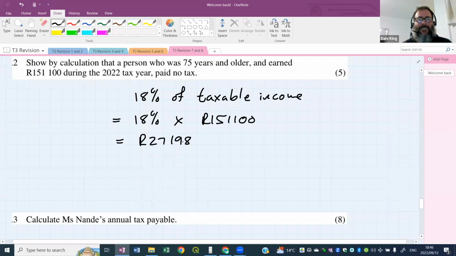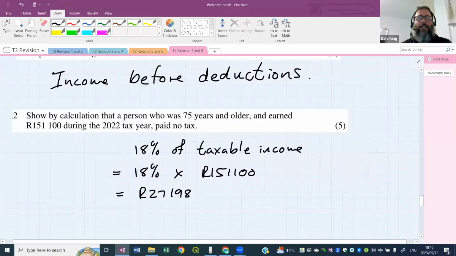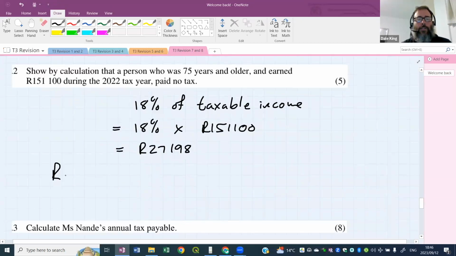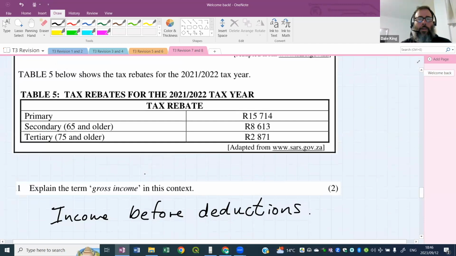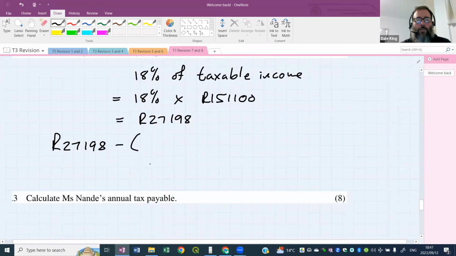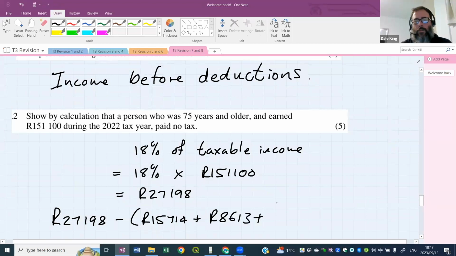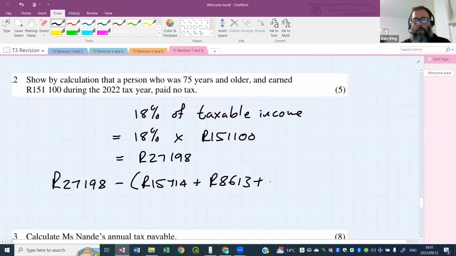So now you have to minus all the rebates because this person is above 75 years old. So now they're going to minus all 3 rebates. Very good. So I'm going to put the three rebates in there. 15,714, and the other one, which is 8,613, and 2,871. So this person gets all the rebates back.